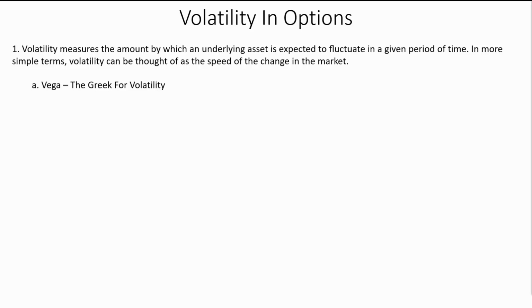I'll talk a little bit about volatility in options. It's such a key component. Volatility measures the amount by which an underlying asset is expected to fluctuate in a given period of time. Let me simplify that for you. Let's say hypothetically that the volatility on a $100 stock is 20%. That means 20% of 100, which is $20, is the expected move for 1 year, plus $20 and minus $20. So the anticipated range on that stock, based on the volatility at that point in time, is 80 to 120. That's what volatility tells us: the expected move.